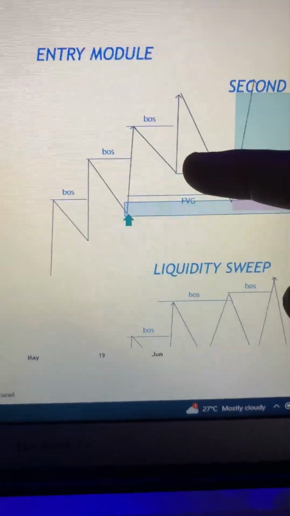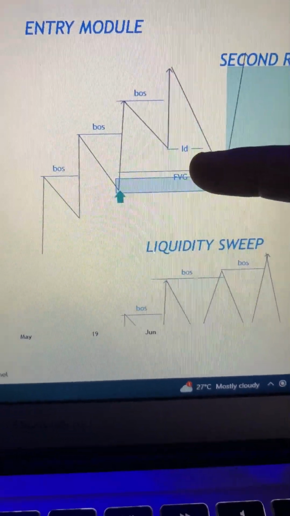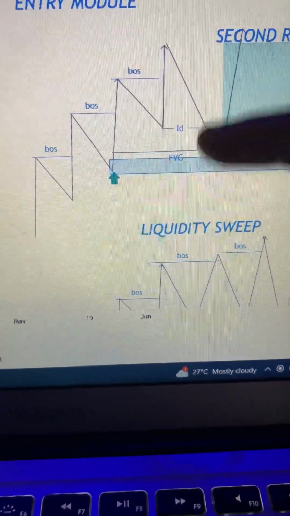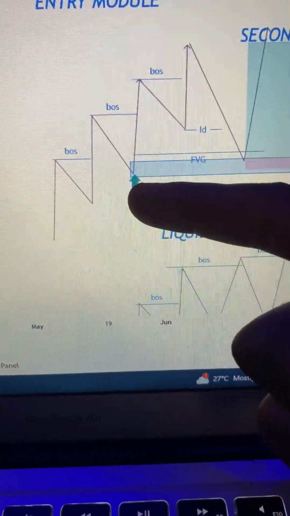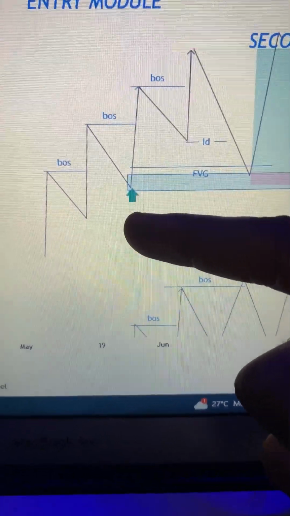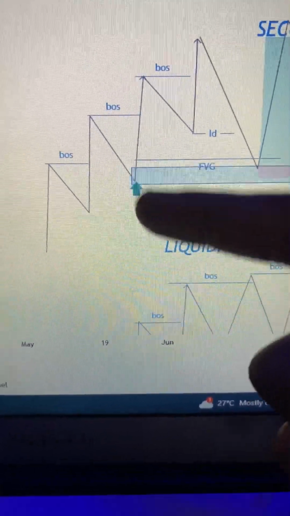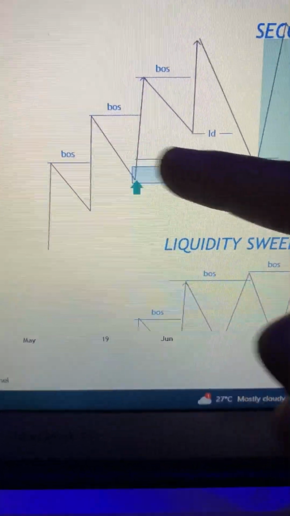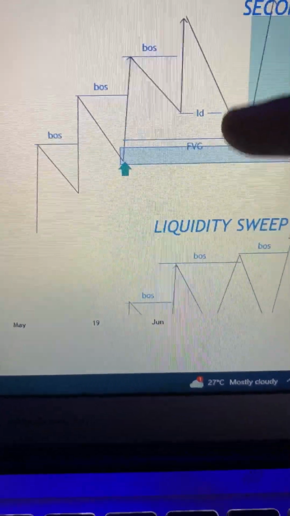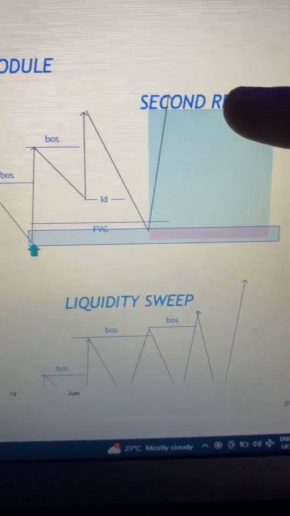The first one is that. The second one now is the zone where price always holds, and at this second recent low there must be a fair value gap. There must be a fair value gap. A fair value gap, you know, to confirm. There must be a fair value gap. So focus on your second recent low.